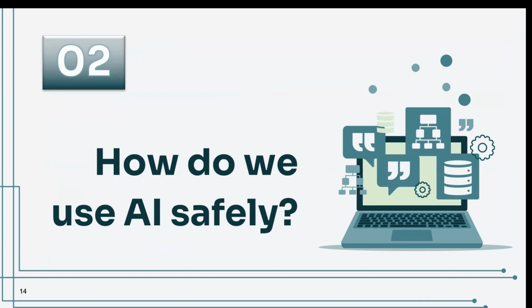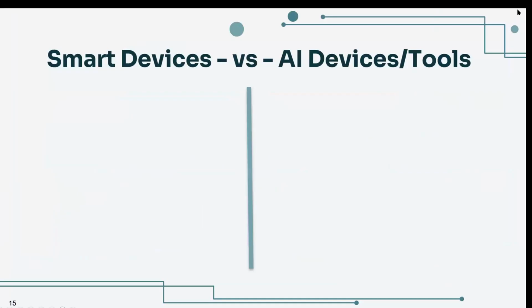Now that we've talked about what it is, the history, and where we're going, let's talk about how we use it safely. There's not a whole lot of rules that you have to worry about with AI, but you do need to understand what the AI tools are that you're going to be working with. There are two types of devices right now. There are smart devices, like a smart TV, a smartphone, a smart light bulb, a smart oven. And then there are AI devices or tools. You need to understand the difference between the two, because a smart device is not necessarily an AI device. So let's talk about what those are.